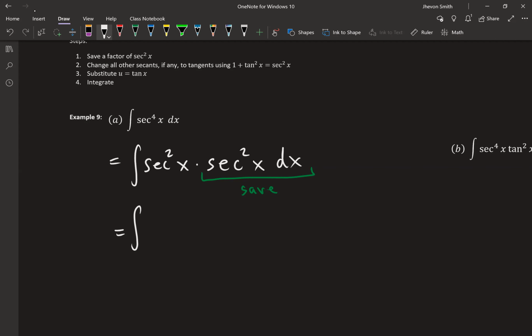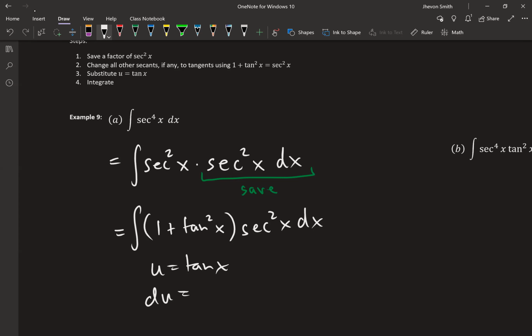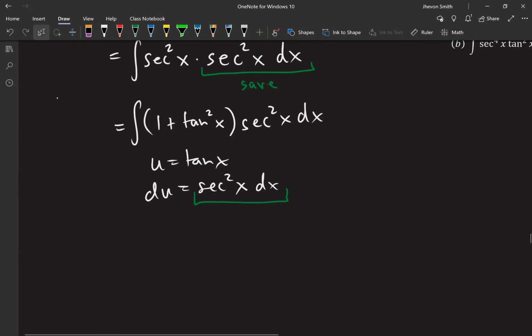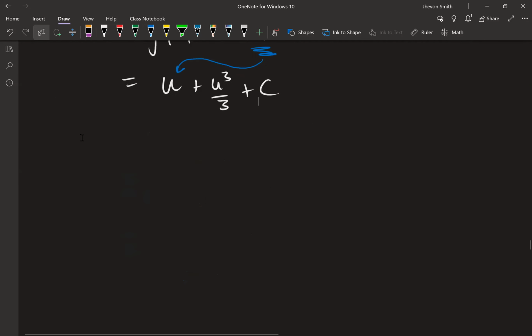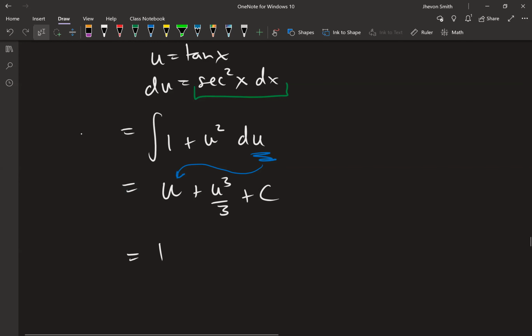How? Using the Pythagorean identity: 1 plus tangent squared is secant squared. And at this point, you follow up with the last step. u equals tangent. Your du is going to be secant squared, and that is the thing that we already saved. So now, the integral is going to become the integral of 1 plus u squared du. And of course, the integral of 1 du, remember it's du, is u. That's why it's u and not x, because it's not a dx integral. Plus u cubed over 3, plus a constant. And you would replace the u with the tangent.